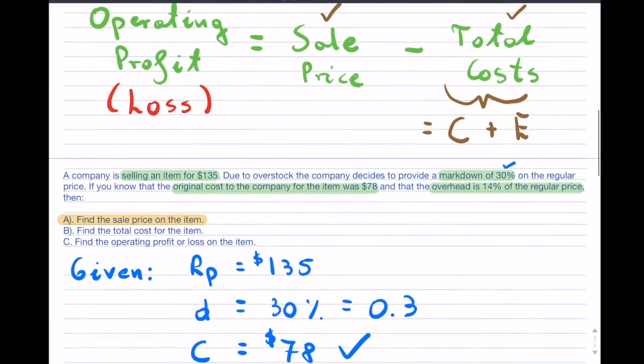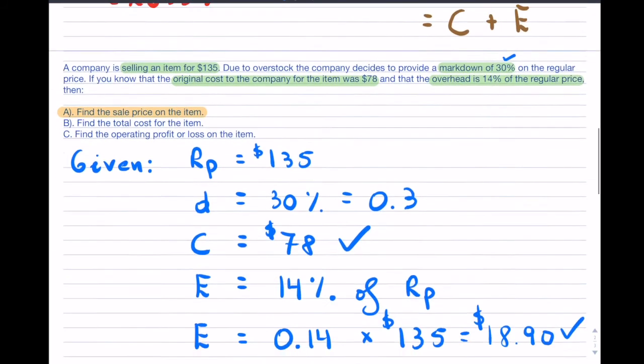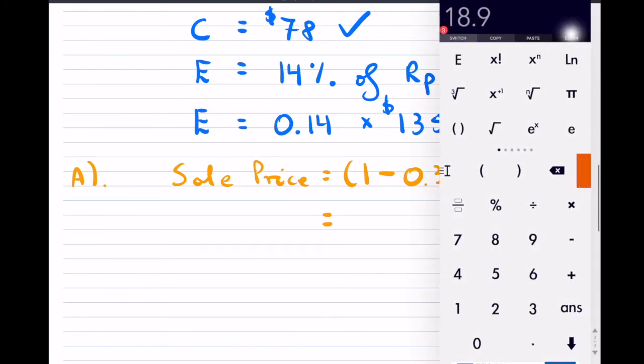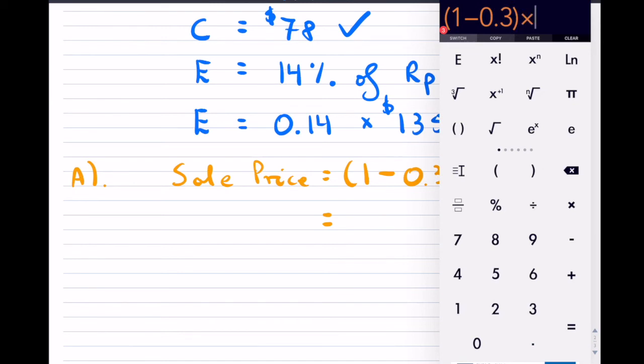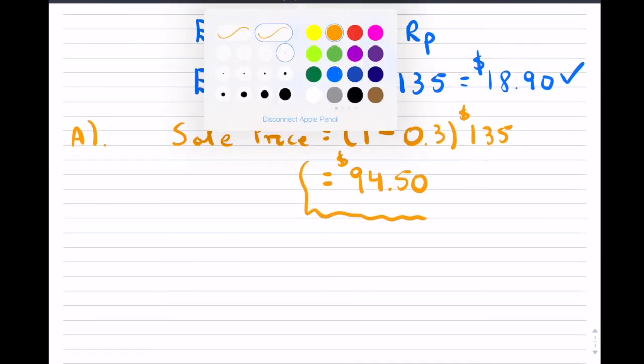The sale price is equal to, and just recall we have our formula right there, 1 minus the discount, which is the 30%, multiplied by the regular price, which was 135. So my sale price is 1 minus 0.3, all in brackets, times 135, and that was $94.50. So that's my sale price. Now let's take a look at what else they're asking me here.